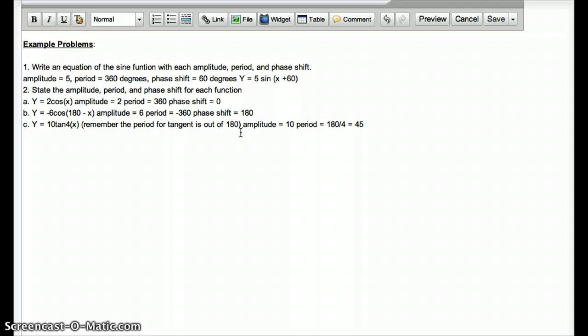Lastly, we don't really have a phase shift in this one. It's just theta by itself. So we have phase shift equals 0 degrees.